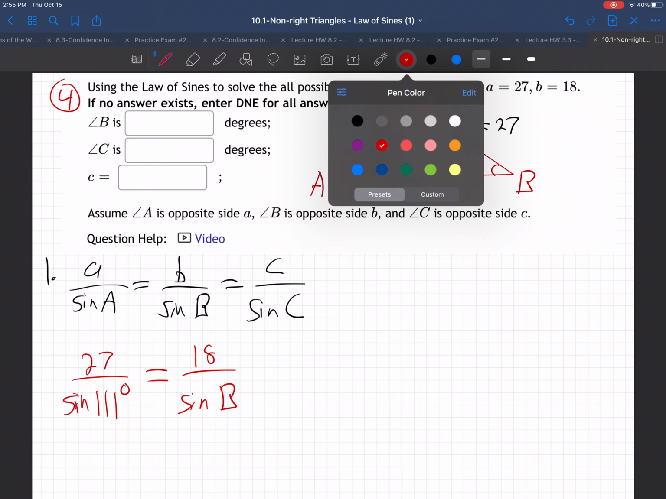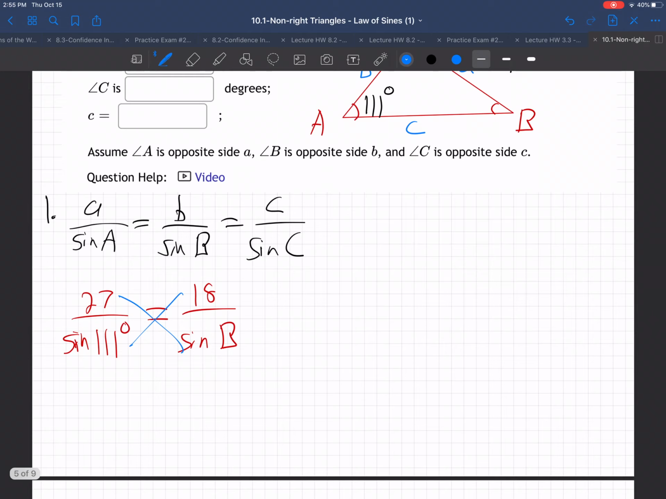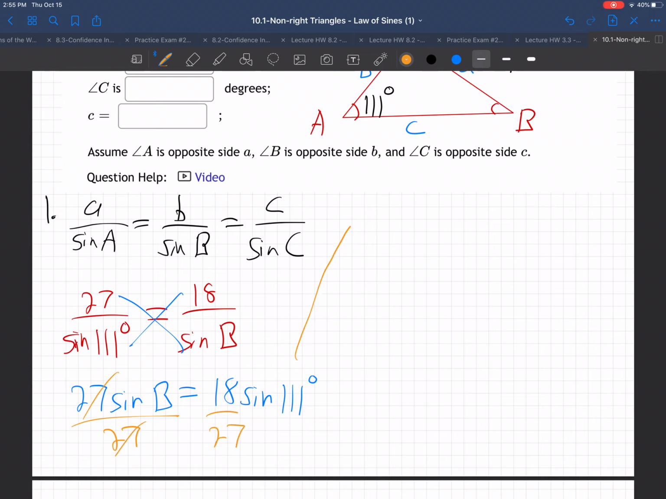Okay, how do you solve this? You're going to go diagonal, diagonal, cross multiply. So 27 sine of capital B is 18 sine of 111 degrees. Good so far? Cross multiply, diagonal, diagonal when you have an equal sign. And now we're trying to solve for B. So divide by 27. Boom. We bring it over here. So right now we have sine of capital B is 18 over 27 sine of 111 degrees. Right? That 27 crossed out on this side.